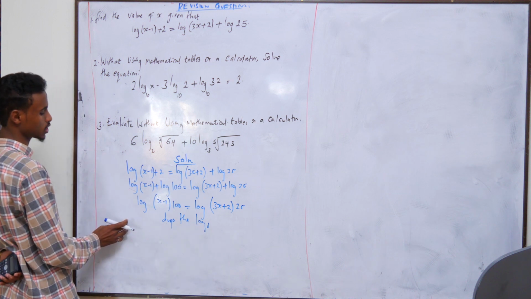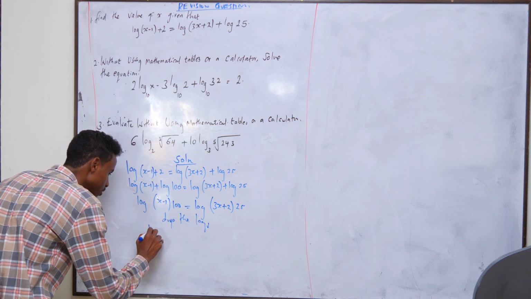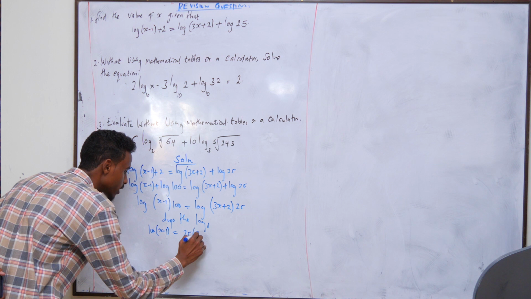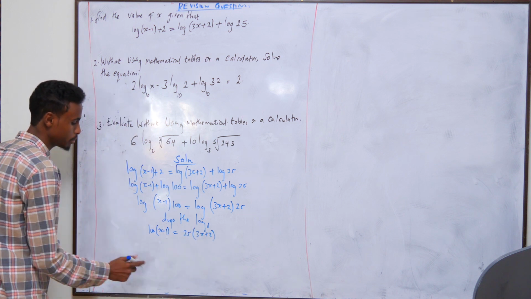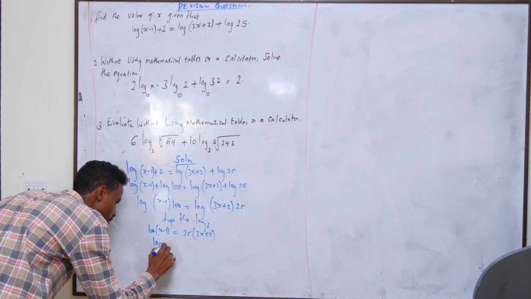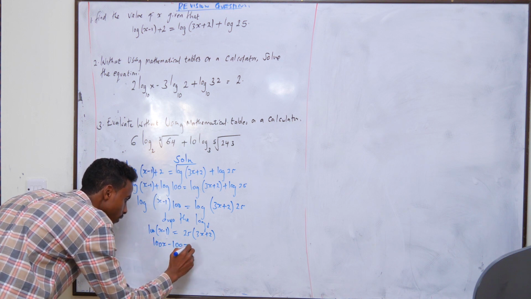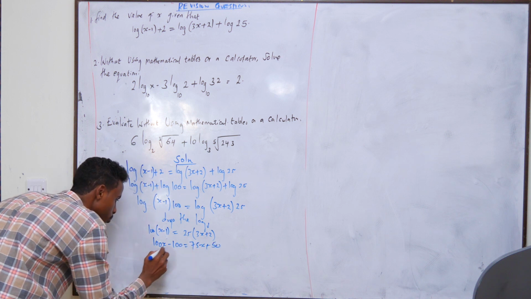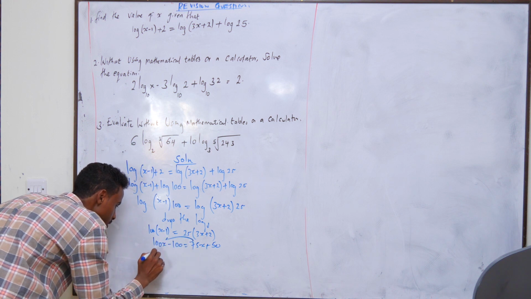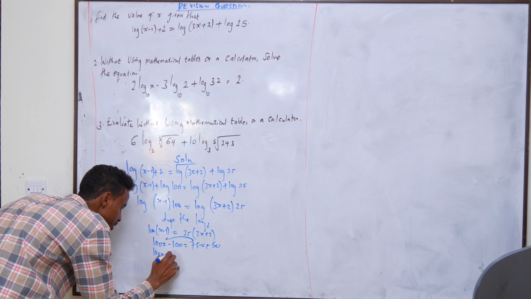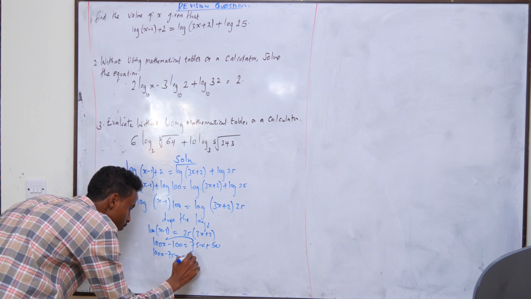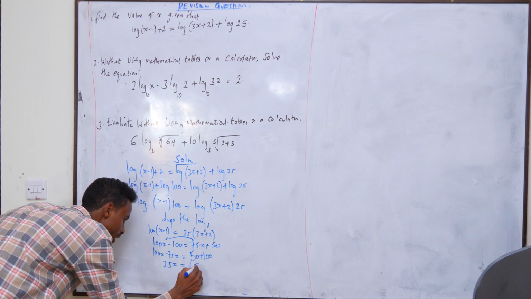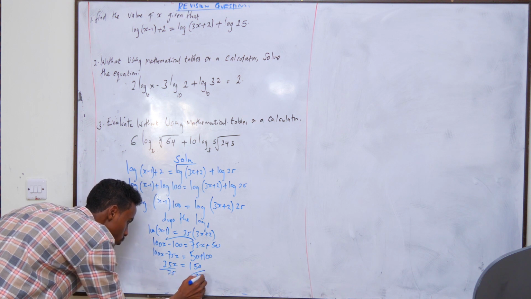Dropping the logs, class, you're going to get 100(x − 1) equals 25(3x + 2). Now, opening up the brackets, you're going to get 100x − 100 equals 75x + 50. Now, bring the x here. It becomes 100x − 75x equals 50 + 100.